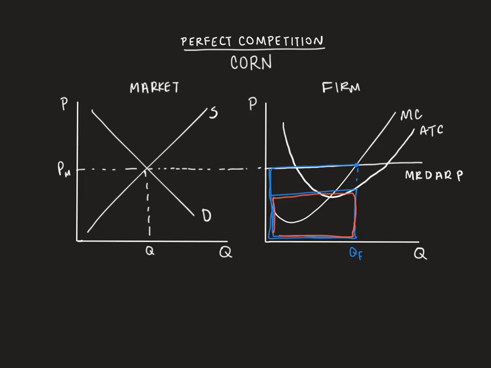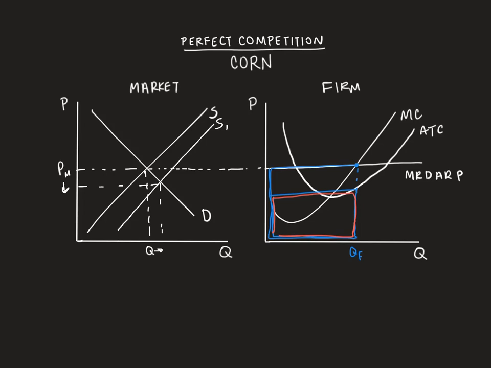So now if we look at this corn market from the long run perspective, we can see that since positive economic profits are being made by this firm in the corn market, that will give other firms an incentive to enter the market in the long run. So more firms will enter the corn market. So that would result in an increase in supply. So you would see a shift in the supply curve in the market. And that would actually shift your price down and your quantity up. So you would have a new equilibrium price and quantity in the corn market.